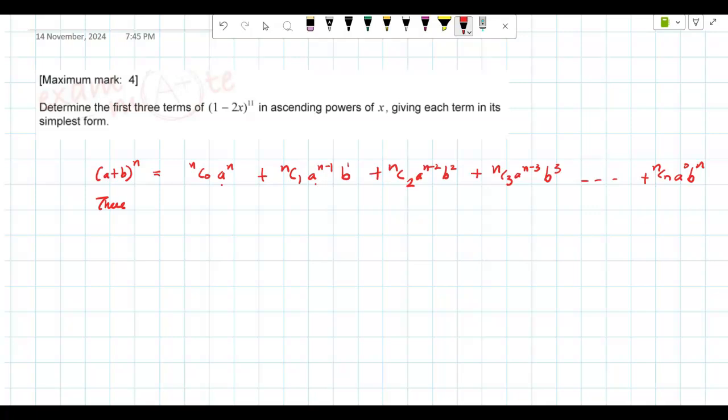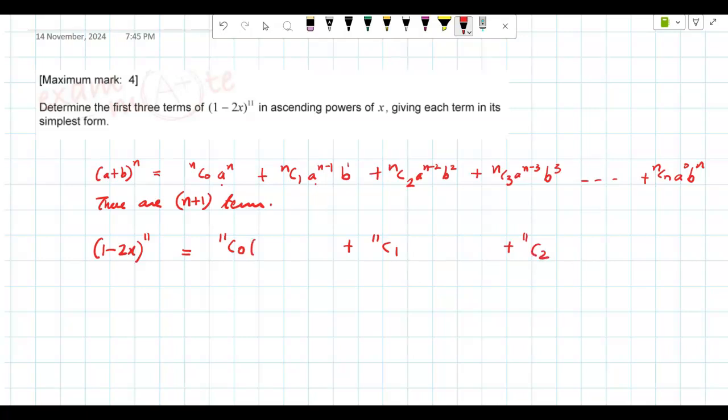So there are how many terms in the expansion? n plus 1 terms, so 12. Correct. So there will be 12 terms in the expansion, and you have to just apply this formula. So if I am doing the sum, 1 minus 2x raised to 11, I have to write the first three terms. So 11c0 plus 11c1 plus 11c2.